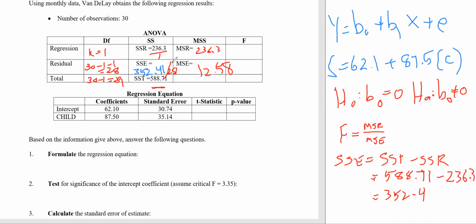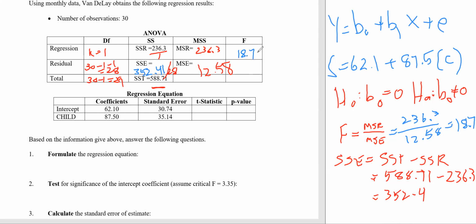Now we can calculate our F stat. If we write these values in, the F stat is the MSR, which is 236.3, divided by 12.58. We end up with 18.7. So there it is, 18.7. We can fit it in there. Here's our F value, 18.7.